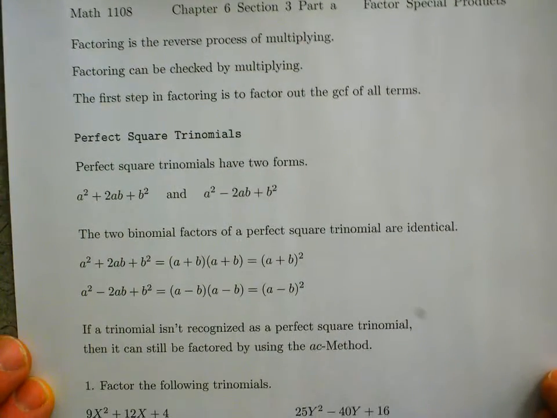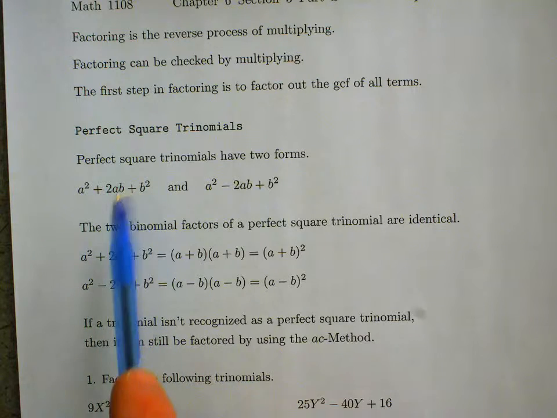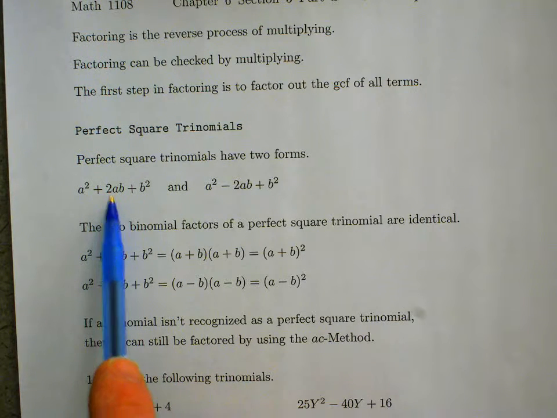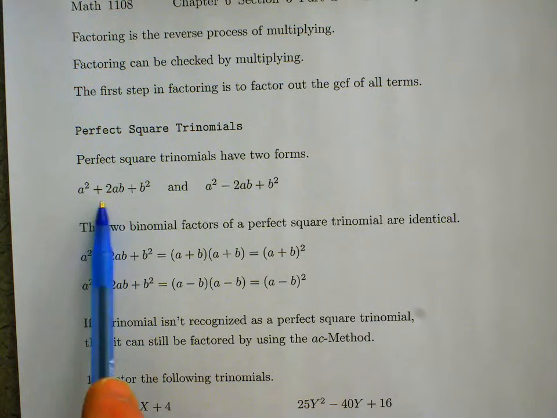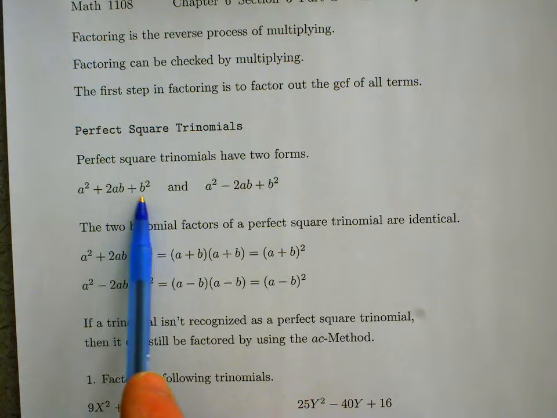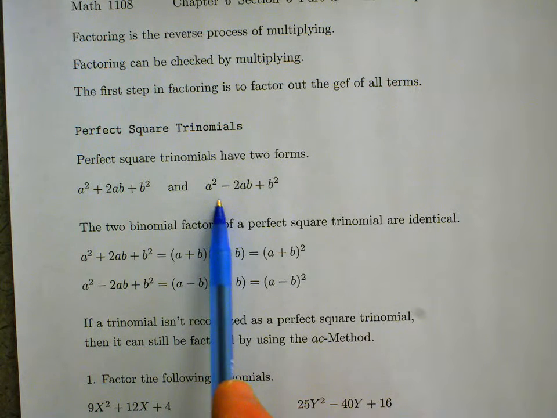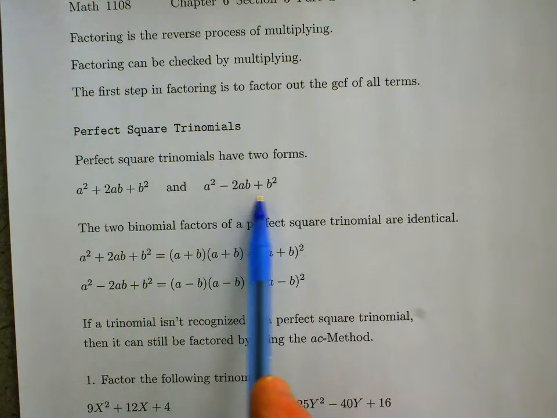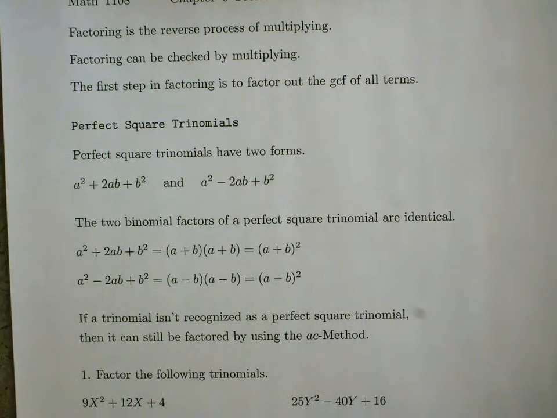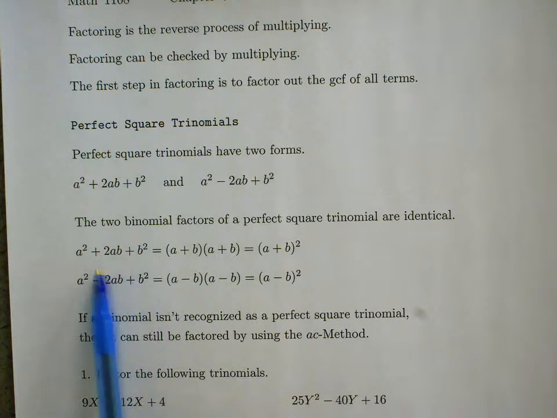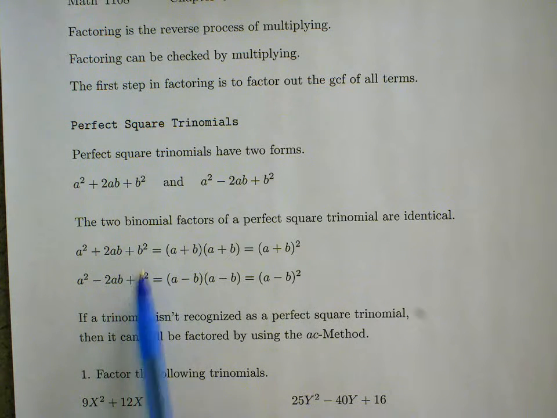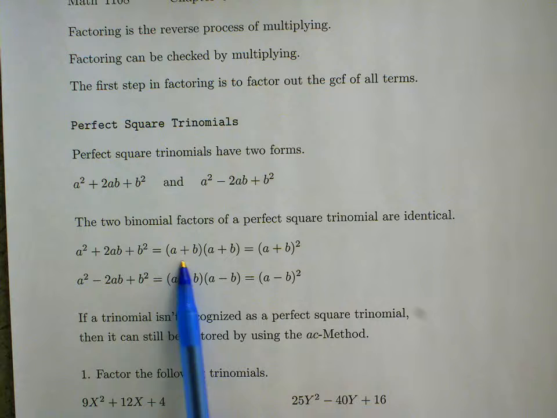And some special products are perfect square trinomials. And perfect square trinomials have two forms. One form is a to the second plus 2 times a times b plus b to the second. And the other form is a to the second minus 2ab plus b to the second. When you factor the two perfect square trinomials, you'll get identical factors. So when we factor a squared plus 2ab plus b to the second, the two factors are a plus b times a plus b.